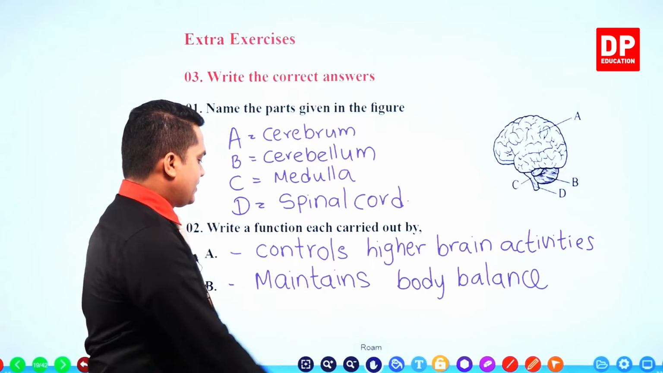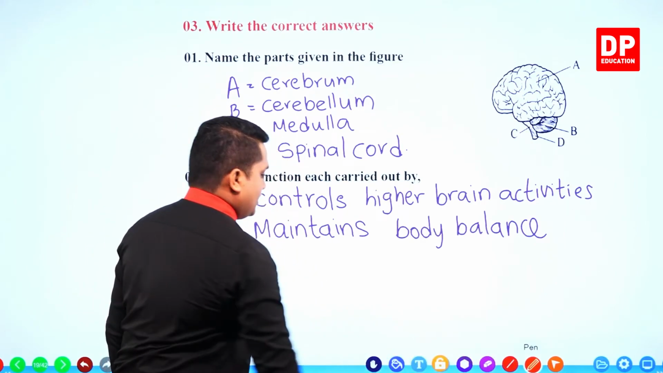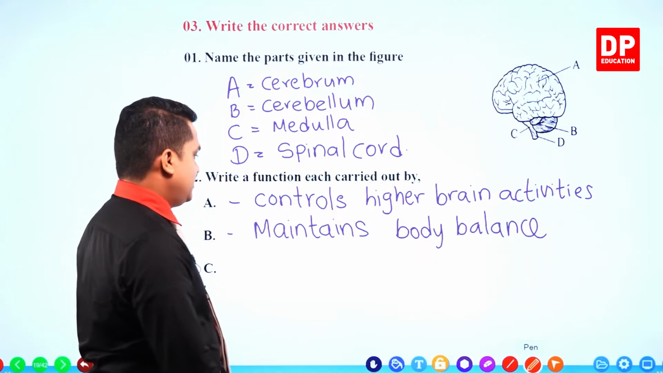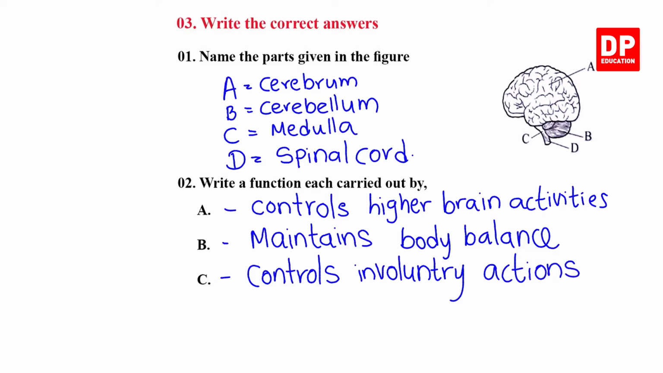Number 3, the medulla. So my dear children, the medulla is going to control involuntary actions, right? Controls involuntary actions.